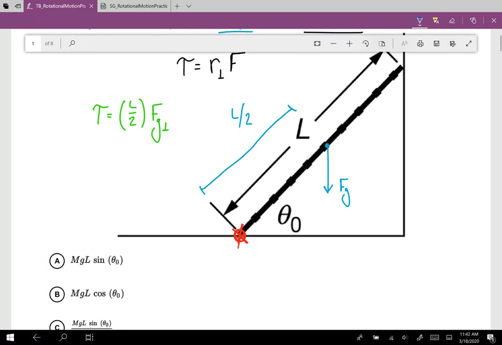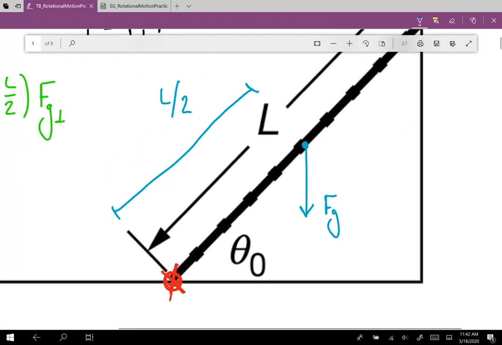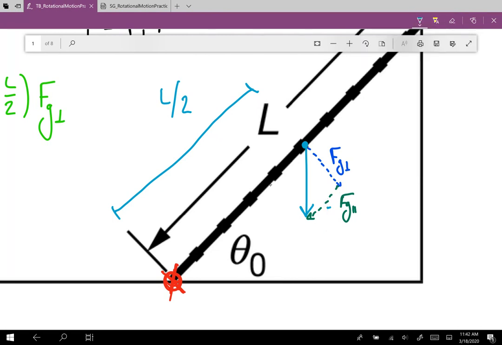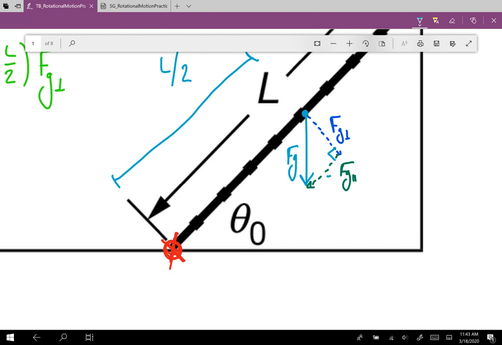So what we need to do is say, well, this force of gravity, this weight force, is acting downwards, and we can split it into components. We can have a component that is perpendicular to my ladder, which I'm going to call FG perpendicular, and then a component that is parallel to the ladder, FG parallel. I'm going to rewrite this so it's a little bit more clear. This is FG. We have a part that is parallel and a part that is perpendicular, and we care about the perpendicular piece. So we have to identify where the angle is and do some trig.